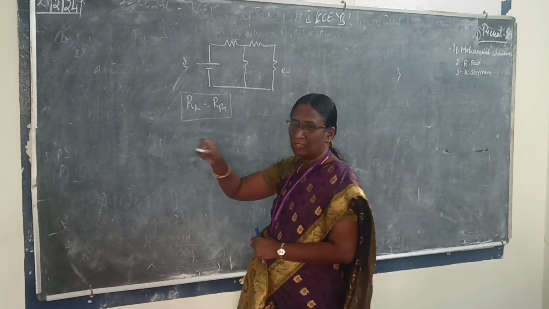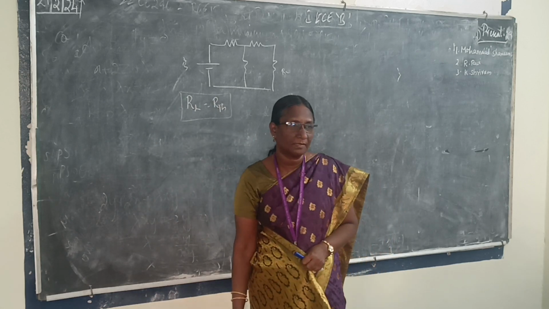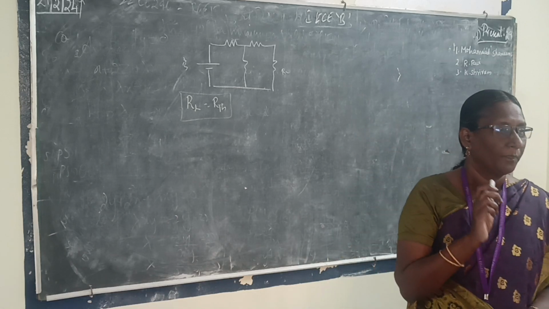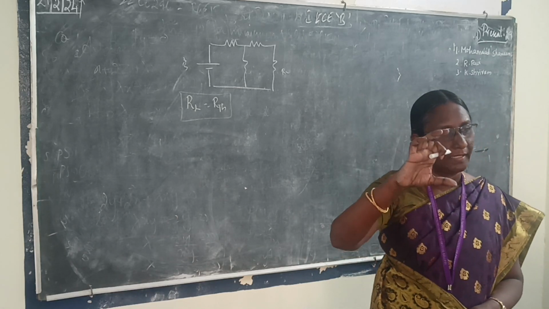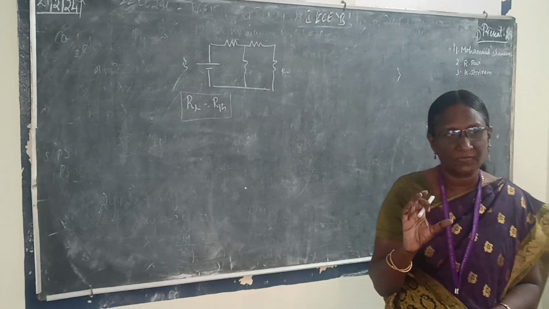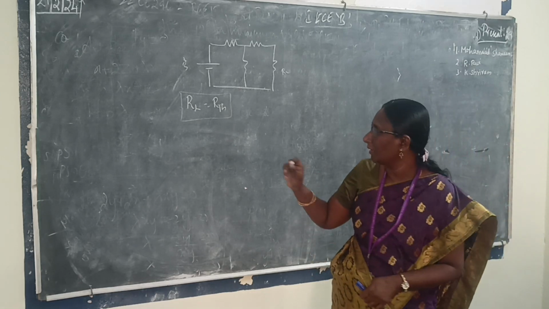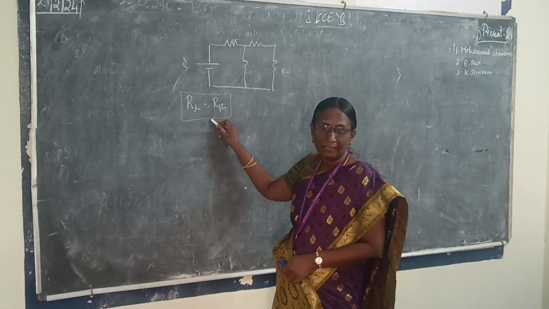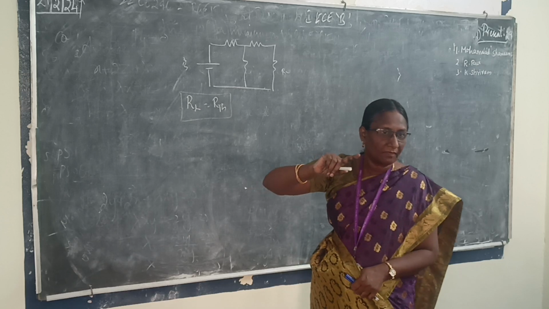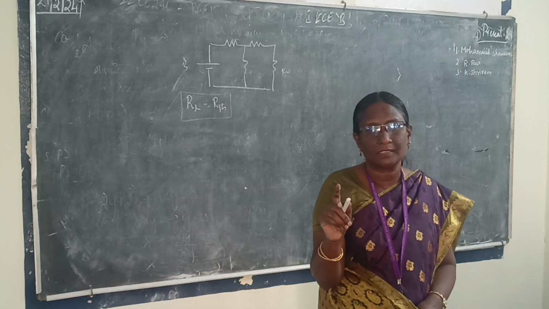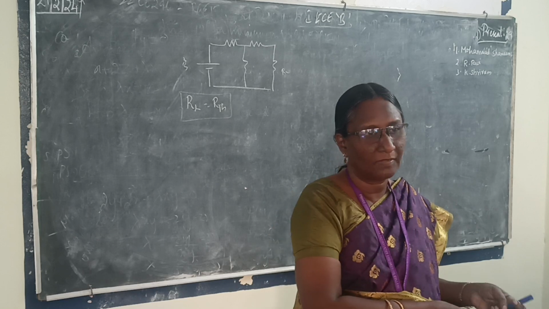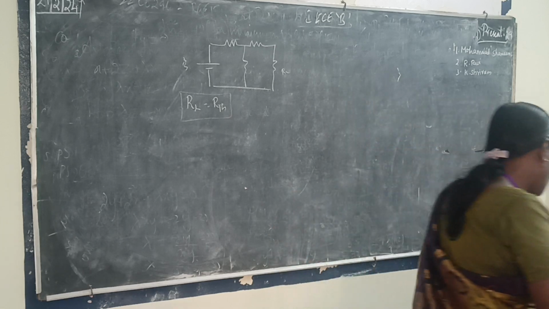Suppose in a 2 mark question, define maximum power transfer, the main thing you are writing is the statement. Write the statement of the maximum power transfer theorem, along with RL is equal to RTH. This is very, very important. When load resistance is equal to Thevenin's resistance, then maximum power will be transferred in the circuit. Okay, so next note down the problem.